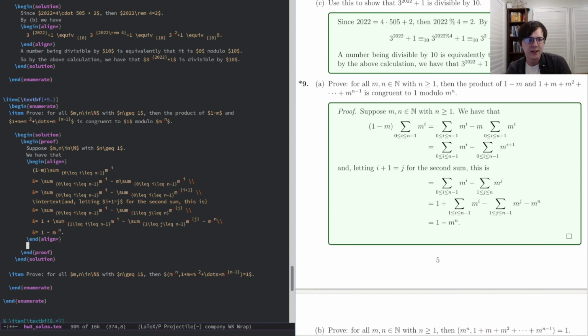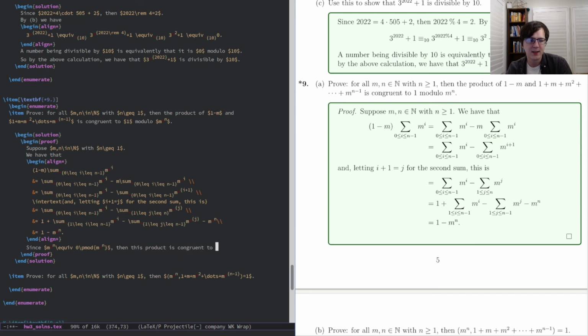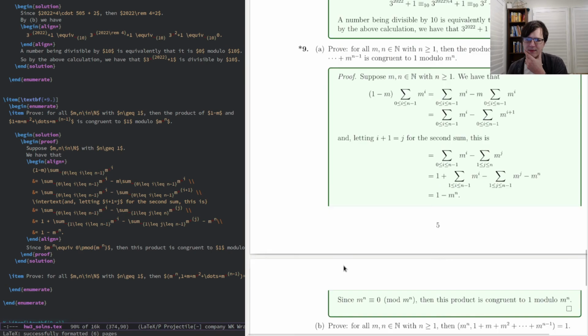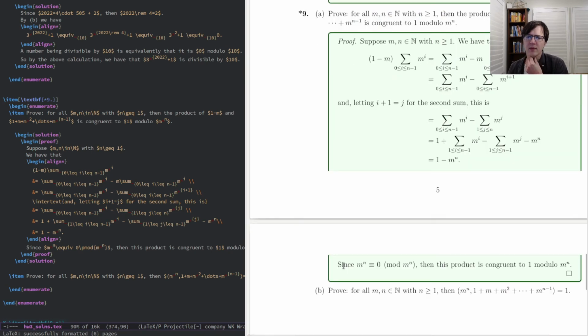Okay, so hence, since m to the n is congruent to 0 modulo m to the n, then this product is congruent to 1 modulo m to the n. Right?